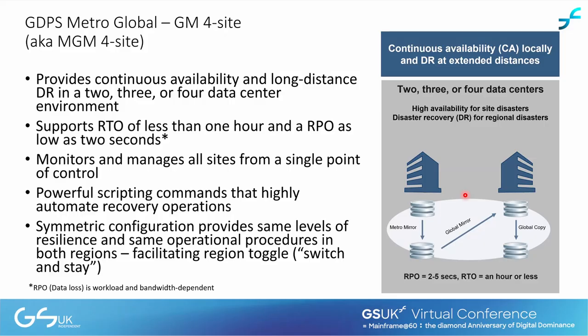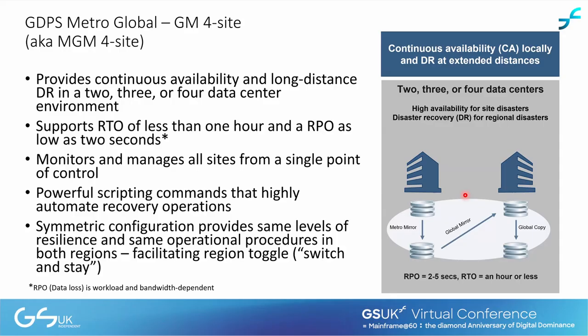We have a metro mirror taking place in region A. We have a global mirror going from region A to region B. And then we have a global copy in region B. Now, the best part about GM Foresight, it is a symmetrical configuration. It provides the same levels of resiliency in region A as it would in region B.